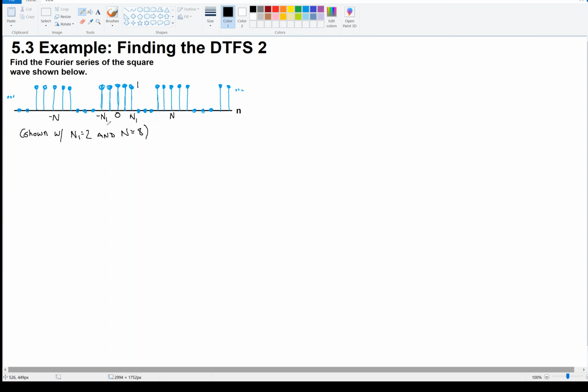So I've shown here N1 equals 2 and N equals 8, but we're going to keep those as parameters and keep them through the calculations.